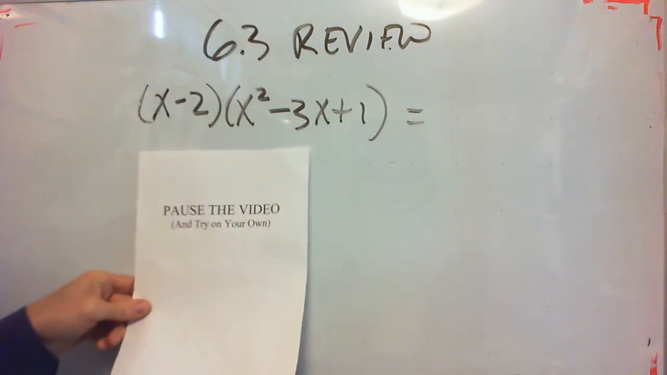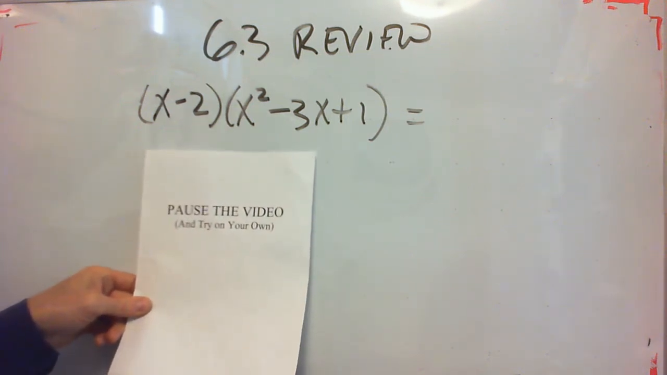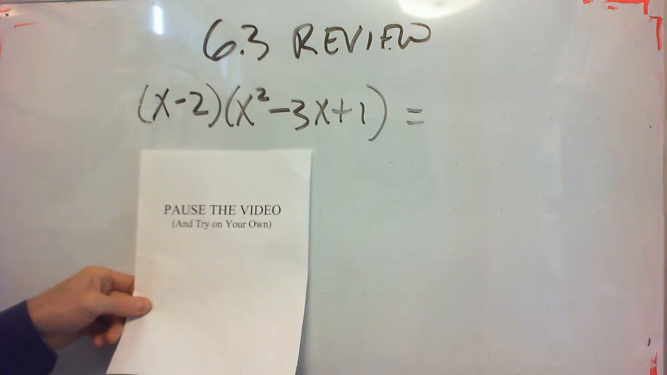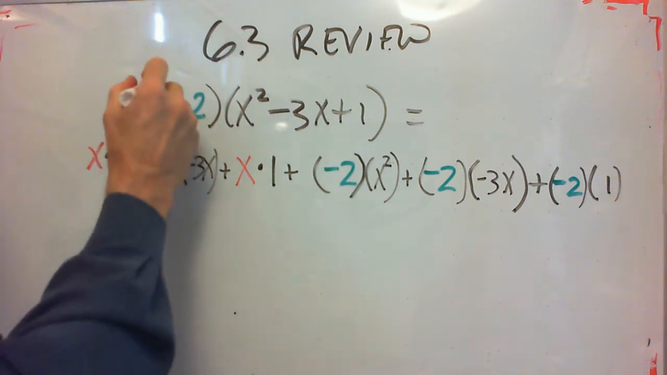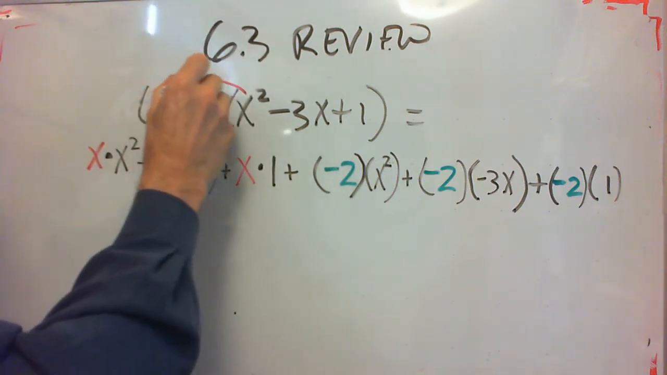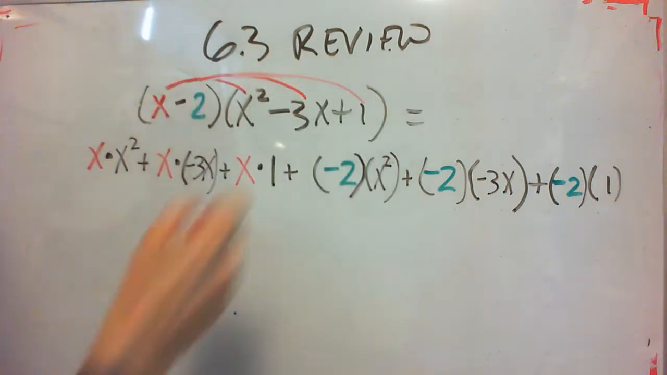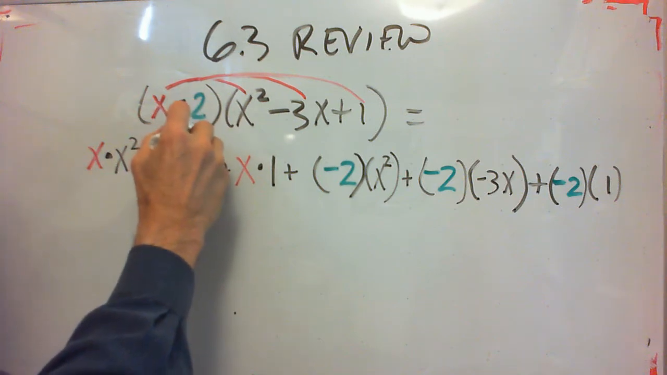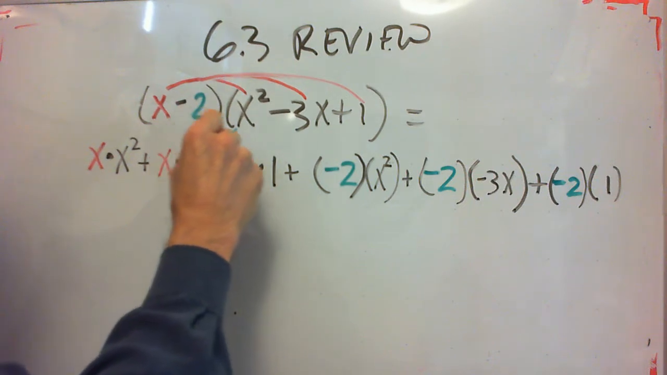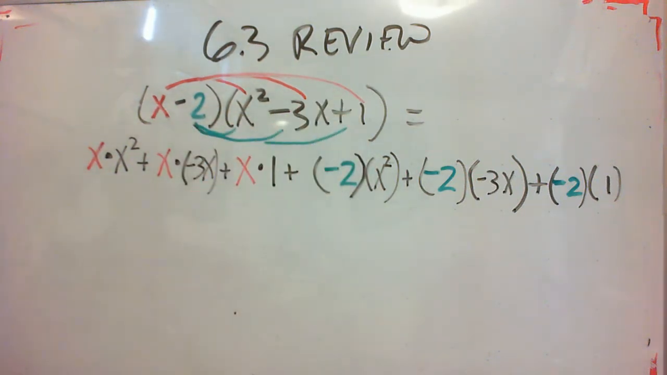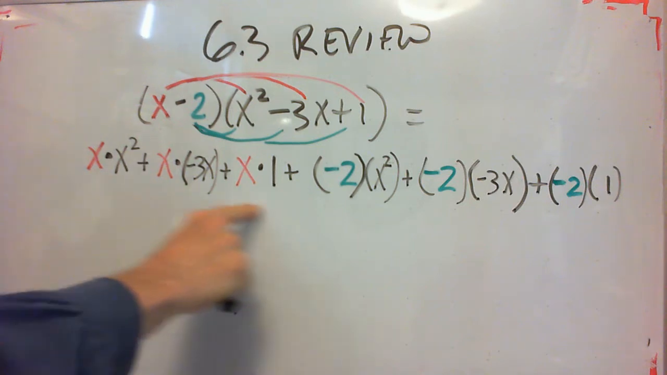Okay, here's one for you to try, much like it. X minus 2 times x squared minus 3x plus 1. Multiply that all out and simplify your answer. So we have to distribute twice, like we did in the previous problem. X times each of those 3 terms in the second polynomial, and then negative 2 times each of the 3 terms in the second polynomial distributed, which I have shown here.